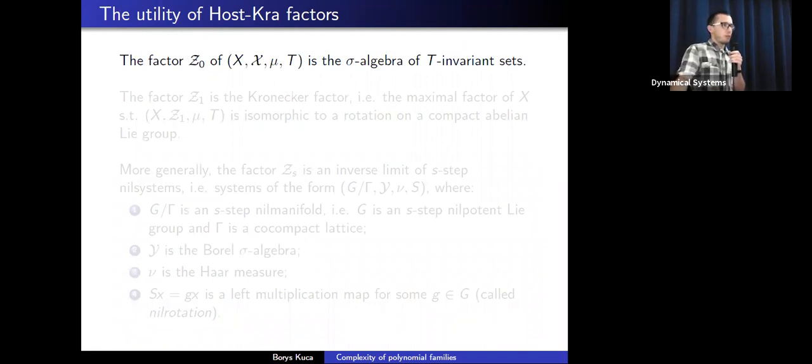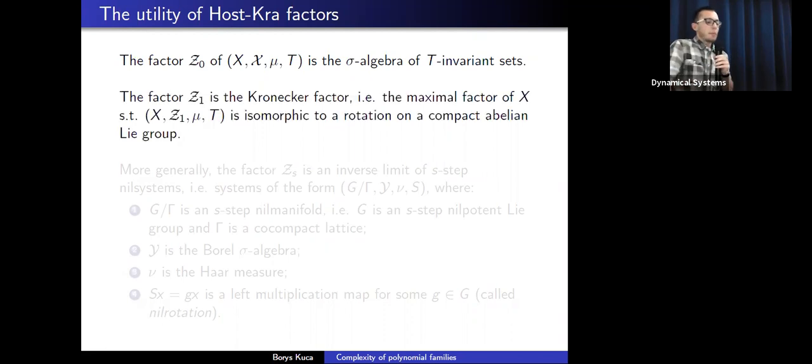So what are these Host-Kra factors? I will not give you a definition of these factors because it would occupy a better portion of the talk to even define and explain what the definition means. Instead, I will focus on some essential properties of these factors that are used in the proof that the limit actually exists. The smallest of these factors, the Z0 factor, is simply the sigma algebra of T-invariant sets. The second factor, the Z1 factor, is the so-called Kronecker factor. So it's the maximal factor of the system.